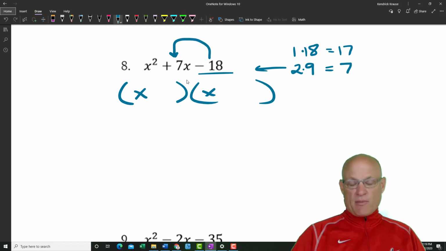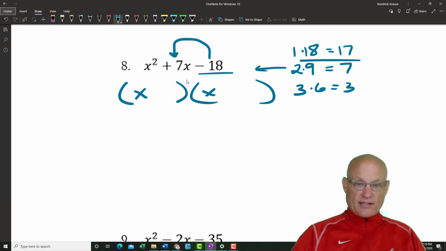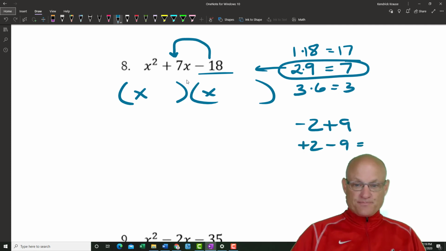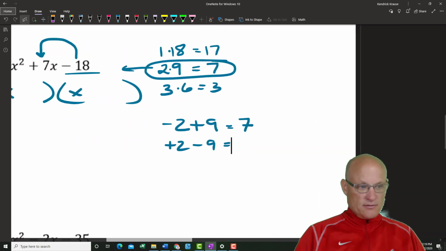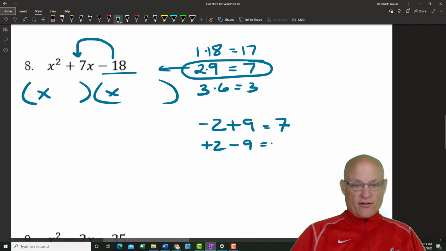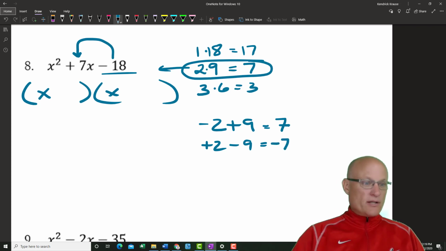Now, remember, the only other way is 3 and 6. But when I subtract those, I get 3. I want the ones where, when I subtract, I get 7. So you have to decide, do you want negative 2 and positive 9, or do you want positive 2 and negative 9? When I put these together, I get 7. And when I put these together, I get negative 7. Well, I want positive 7. So I want negative 2 and positive 9.